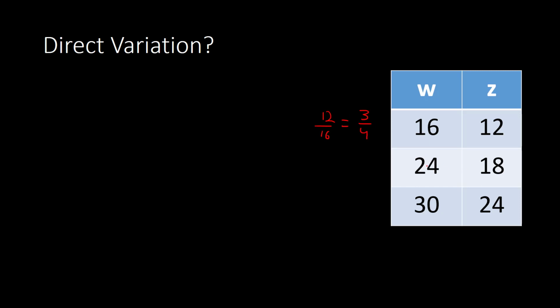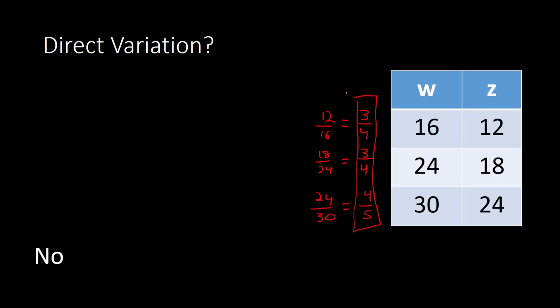Do the same thing for each set of data. 18 divided by 24, divide top and bottom by 6, I get 3/4 again. One more time, 24 over 30 for the last set of numbers. Divide top and bottom by 6, I get 4/5. So notice, each time you're multiplying by something different. The first two are the same, but the third time is multiplying by 4/5. So because all three of these numbers are not the same, this is not a direct variation.